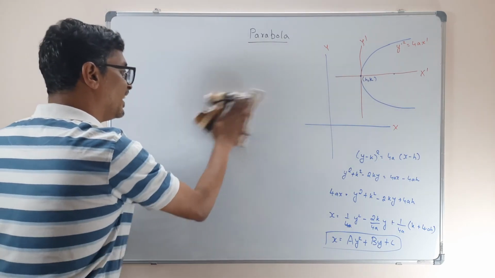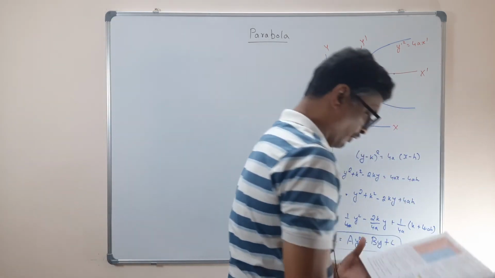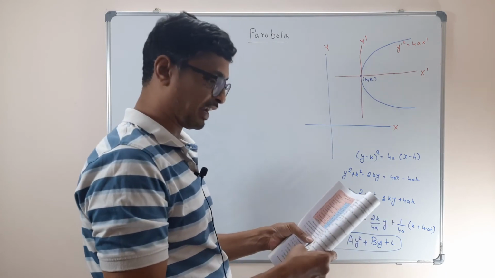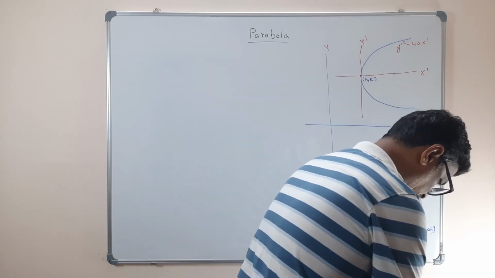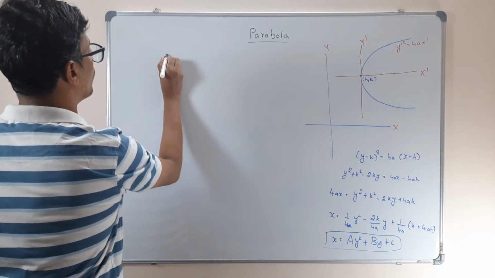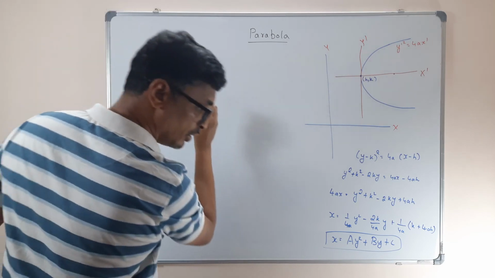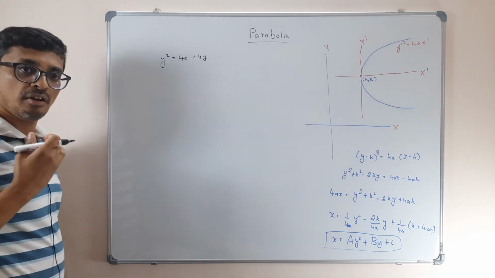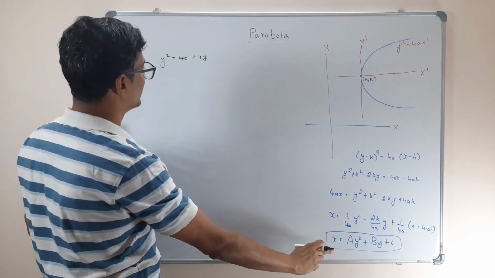So given the parabola, you have to find out the coordinates of the vertex, focus, and the equation of the directrix. Now they are given the parabola. So now you tell me, this is interesting. What is the parabola? y square equal to 4x plus 4y. Okay, so of course this parabola is in a general form like this, isn't it?